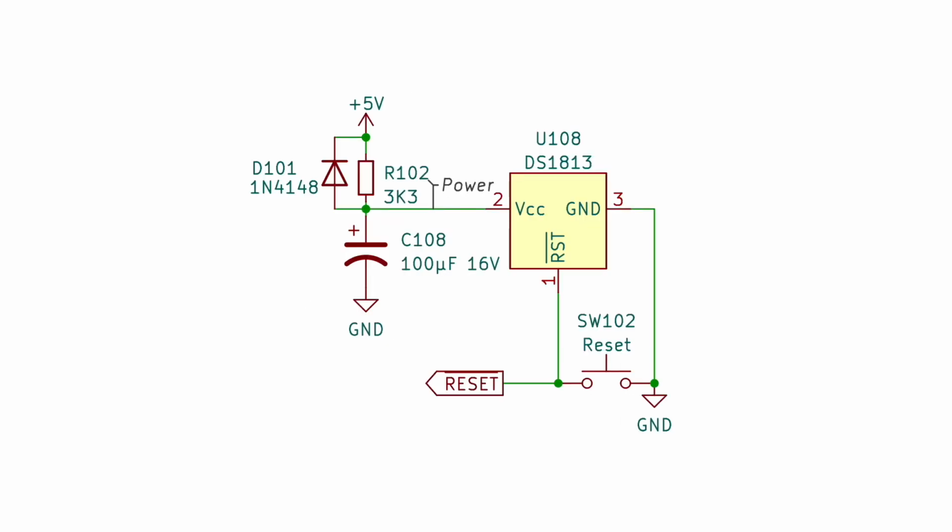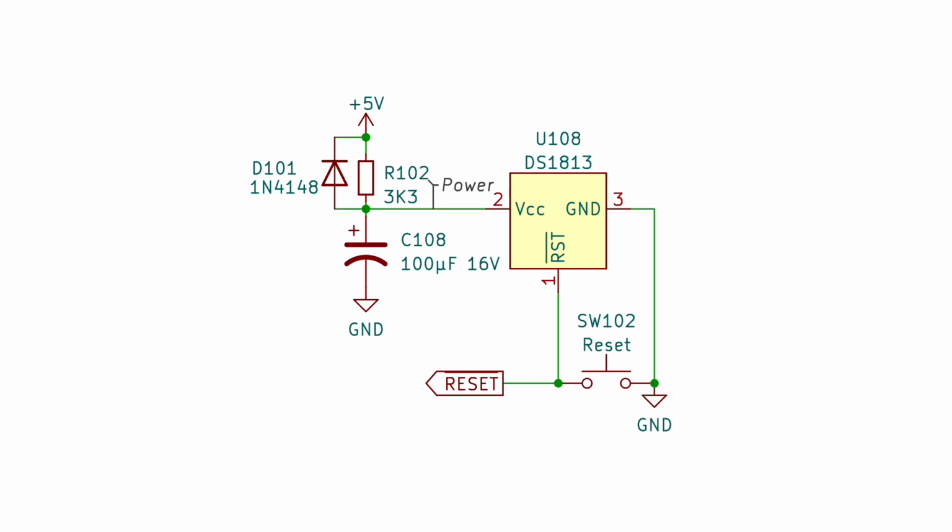So this right here ought to do the trick. A 3.3K resistor and a 100 microfarad capacitor have a time constant of about 1/3 of a second, and the current draw of the DS1813 is very low. The datasheet says a maximum of about 40 microamps. So the voltage drop across that resistor is going to be negligible.